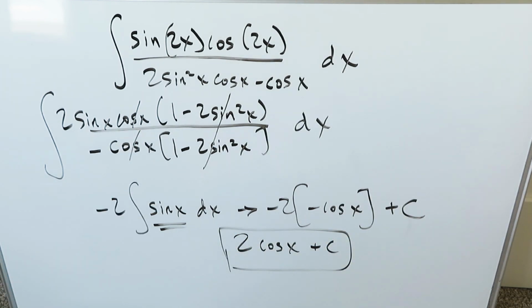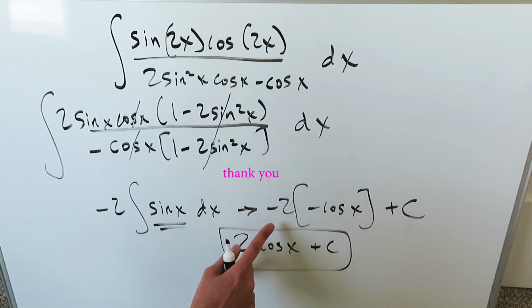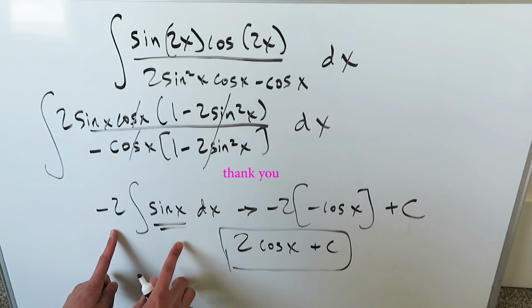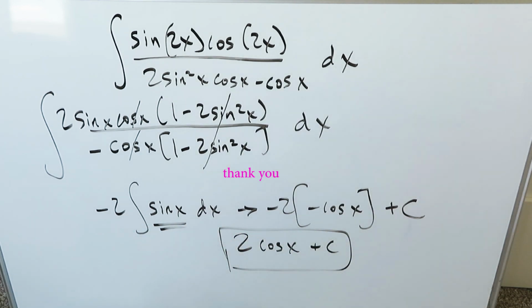And it wasn't that hard because trigonometric identities took care of most of the items, leaving you behind only this item minus 2 sine x, which is very easy to integrate.